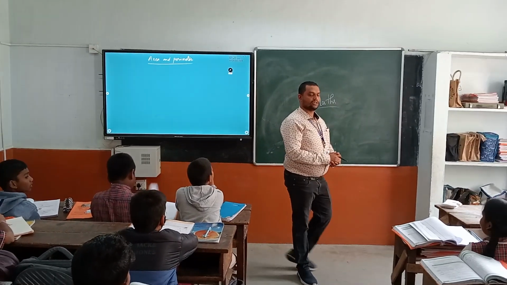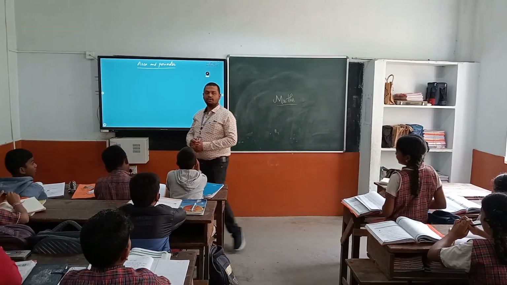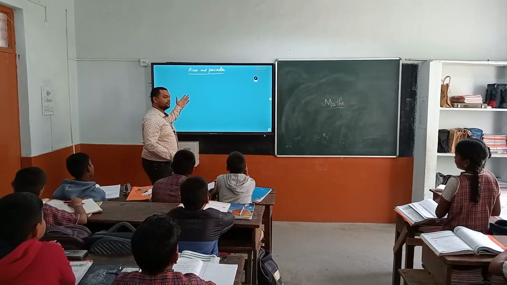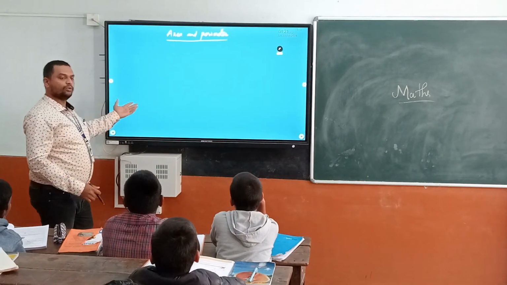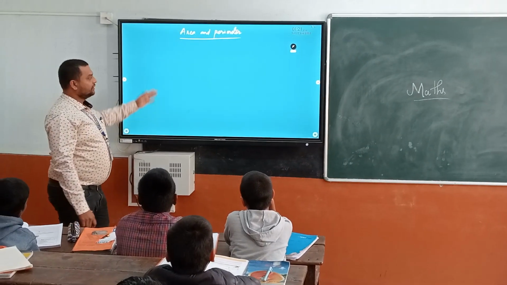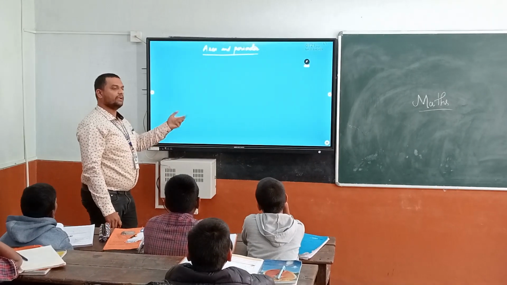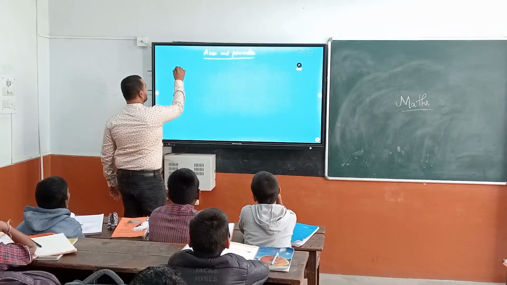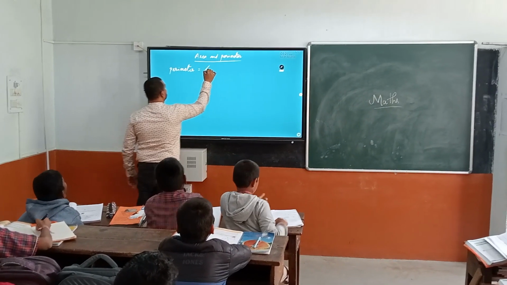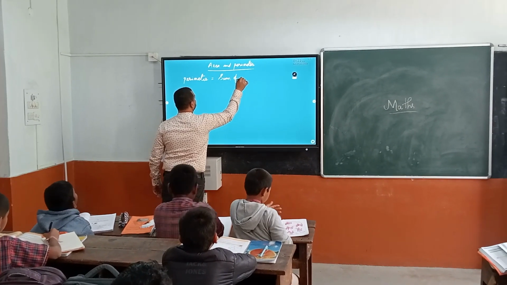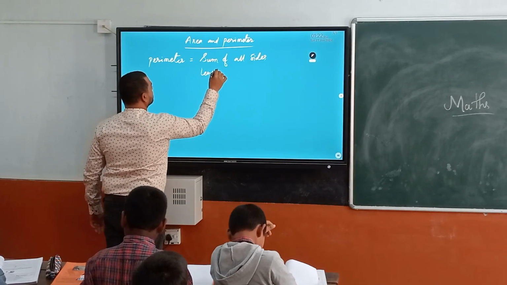Can anybody say? Sum of all sides. If you take this glass edge board, how many edges are there? Four. So it looks like a rectangle. The rectangle contains four sides, and when these four edges are added, we get the perimeter. So perimeter is nothing but the sum of all sides or the length of the boundary.